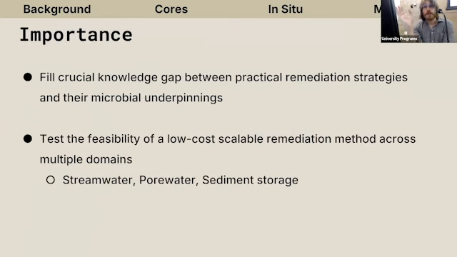Now, this work is going to fill a crucial knowledge gap between practical remediation strategies and their actual microbial underpinnings. So what are we doing and what is it actually doing on a very basal level? And it's going to test the feasibility of these low-cost methods of just literally taking compost, putting it in a mesh sack, and throwing it in a stream, and seeing how that's going to work in stream water, pore water, and sediment storage, and changing those nutrient regimes in those bins.